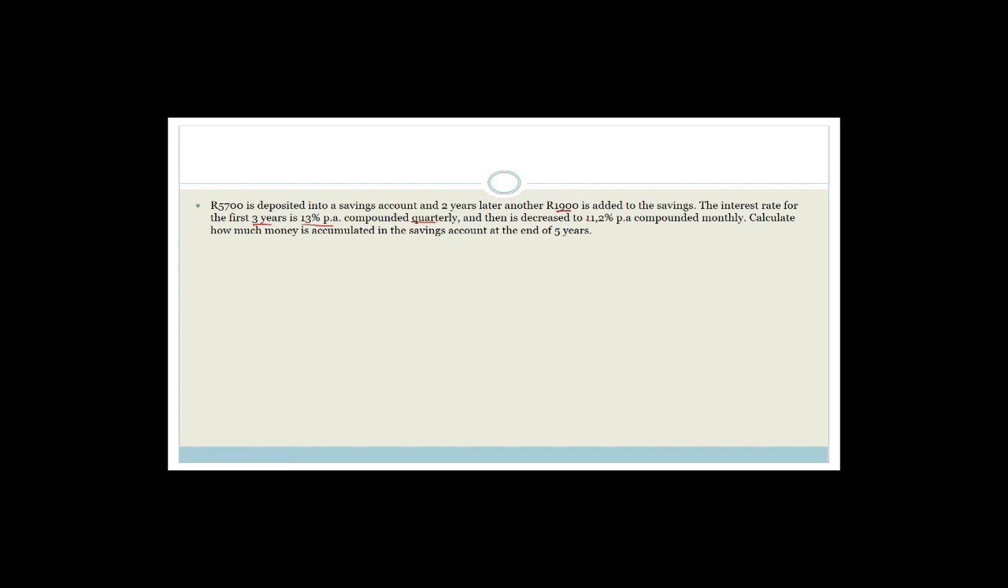Then it is decreased to 11.2% per annum, compounded monthly. Calculate how much money is accumulated in the savings account at the end of the 5 years. Okay, so let's do this. Things change at 2 years and at 3 years, and that's it. So we only have to worry about 2 years and 3 years.